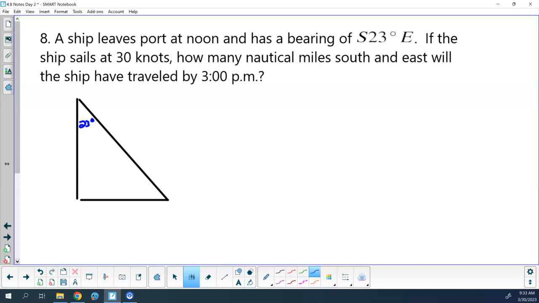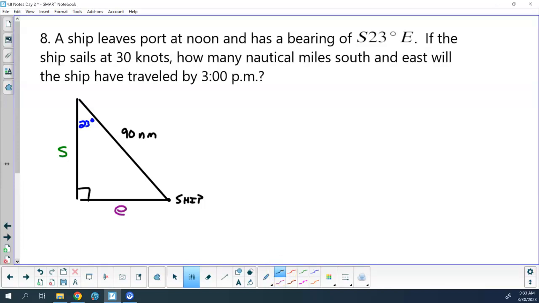The ship sails at 30 knots. How long was it sailing? Time. How long did it sail? 3 hours. So how far did it sail? 90 nautical miles. So this one is 90 nautical miles. Here is our ship now at 3 p.m. We need to know how many nautical miles south, and we'll go purple this time, east. We know we got a right triangle.